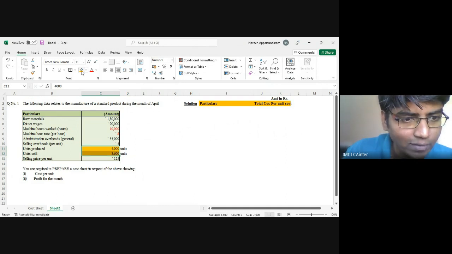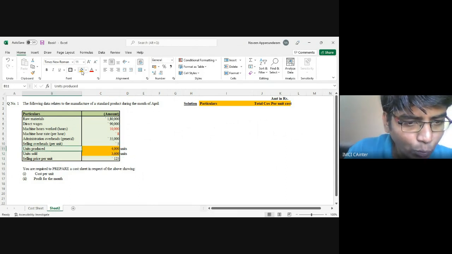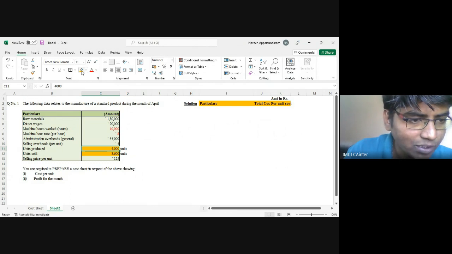So mark it somehow for yourself. So this gives us a hidden data. So units produced is 4,000, 4,000 units have been produced, but units sold is 3,600 units which we have sold. There is a difference between these. And selling price per unit is 125.